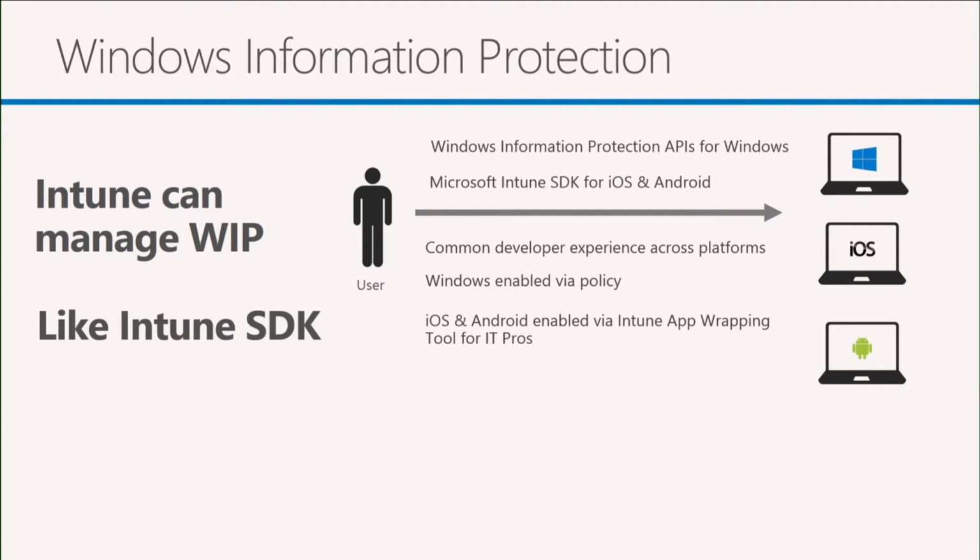Windows can enable policy, though, on unenlightened applications. You can just say that that application needs to be managed, and we'll manage it. In the other platforms, you need to use an IT pro tool for app wrapping. You essentially create another copy of the application that can be managed if it hasn't been enlightened for the Intune SDK directly. But the key takeaway is there's one solution that Microsoft gives you for managing iOS, Android, and Windows now.